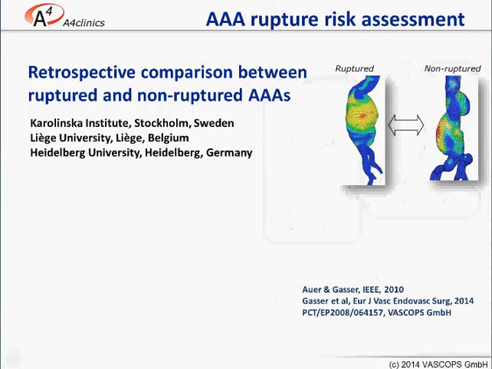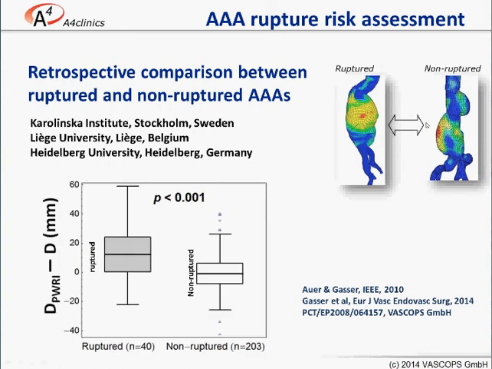Now the software started like that: we did a retrospective comparison between ruptured and non-ruptured cases. This involved the Karolinska Institute Hospital in Stockholm, Liège University Hospital, and Heidelberg University Hospital. And the objective was to identify whether the rupture risk assessment could successfully discriminate the ruptured from the non-ruptured cases. And this is recently published data. And what you see here is we have a high statistical significance that this approach really works. Now this is very important for a clinical application. Might not be that important for you bioengineers today.